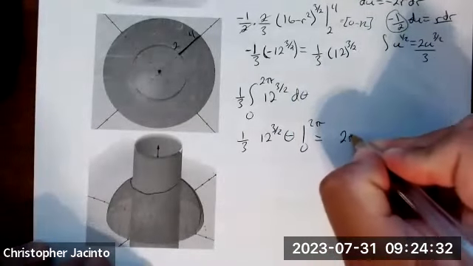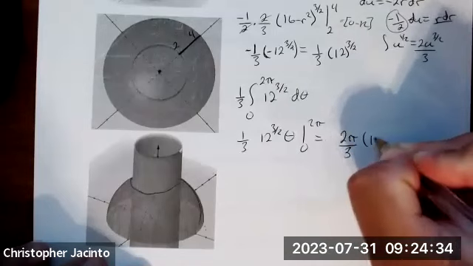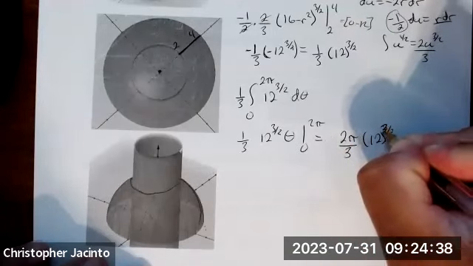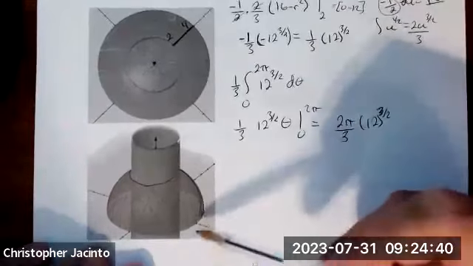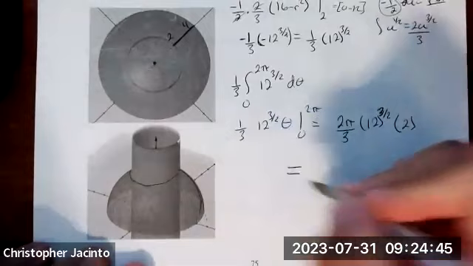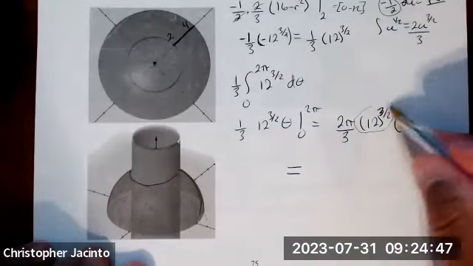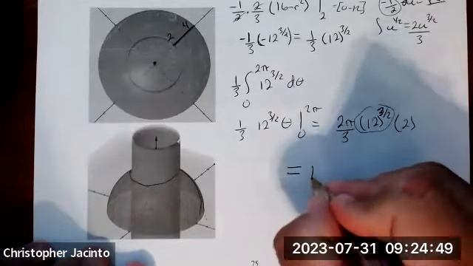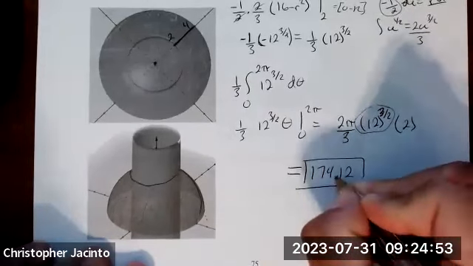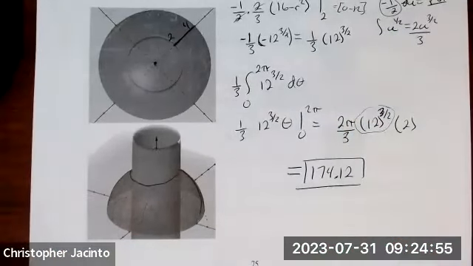So we get 2 pi over 3 times 12 to the 3/2. And again, since there's only half of the region we want, we're just going to double it. So times it by 2. And just plugging this in a calculator, I get approximately 174.12. I didn't want to deal with the fractions and all that.